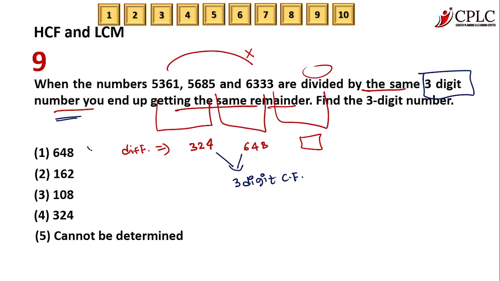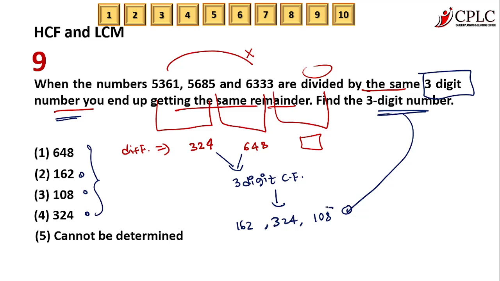So we can use options, and when you use options, you'll realize these both numbers are divisible by 324, because if you double 324 you get 648, if you half 324 you get 162, and 108 is also possible. That means this and this, all three answers are possible. That three digit number can be any one of these three numbers basically. So clearly, cannot be determined is the correct answer for this particular question.